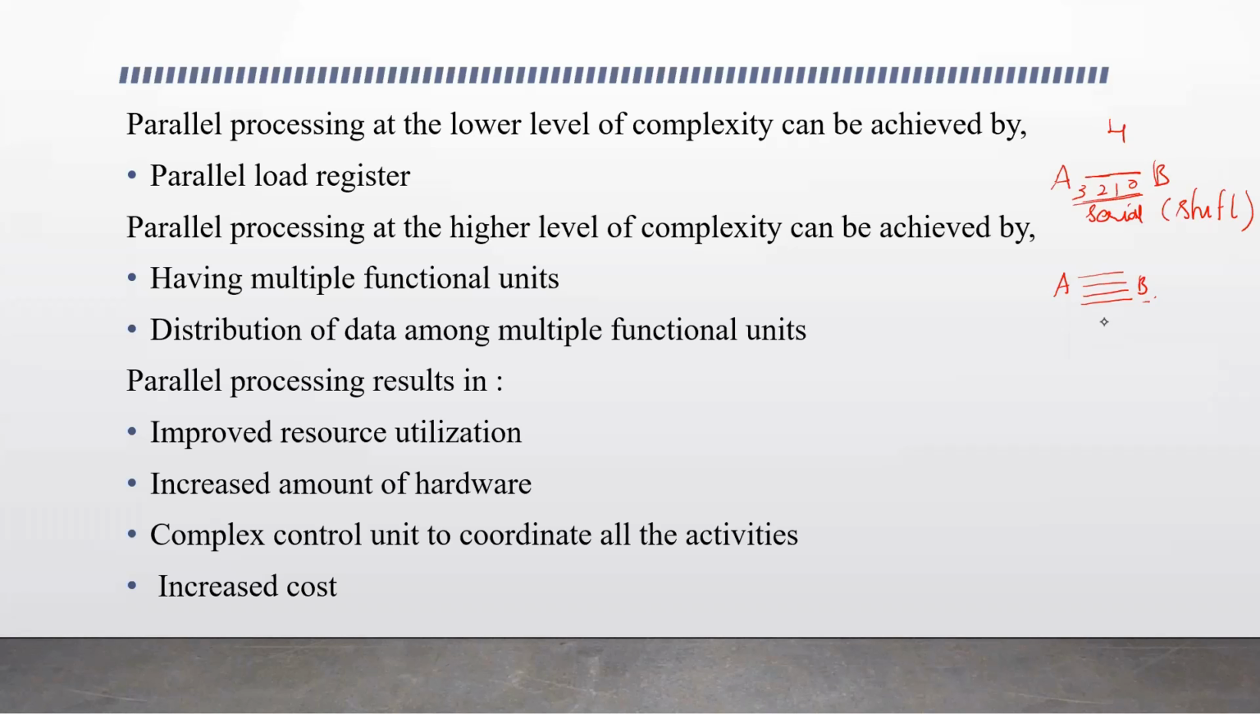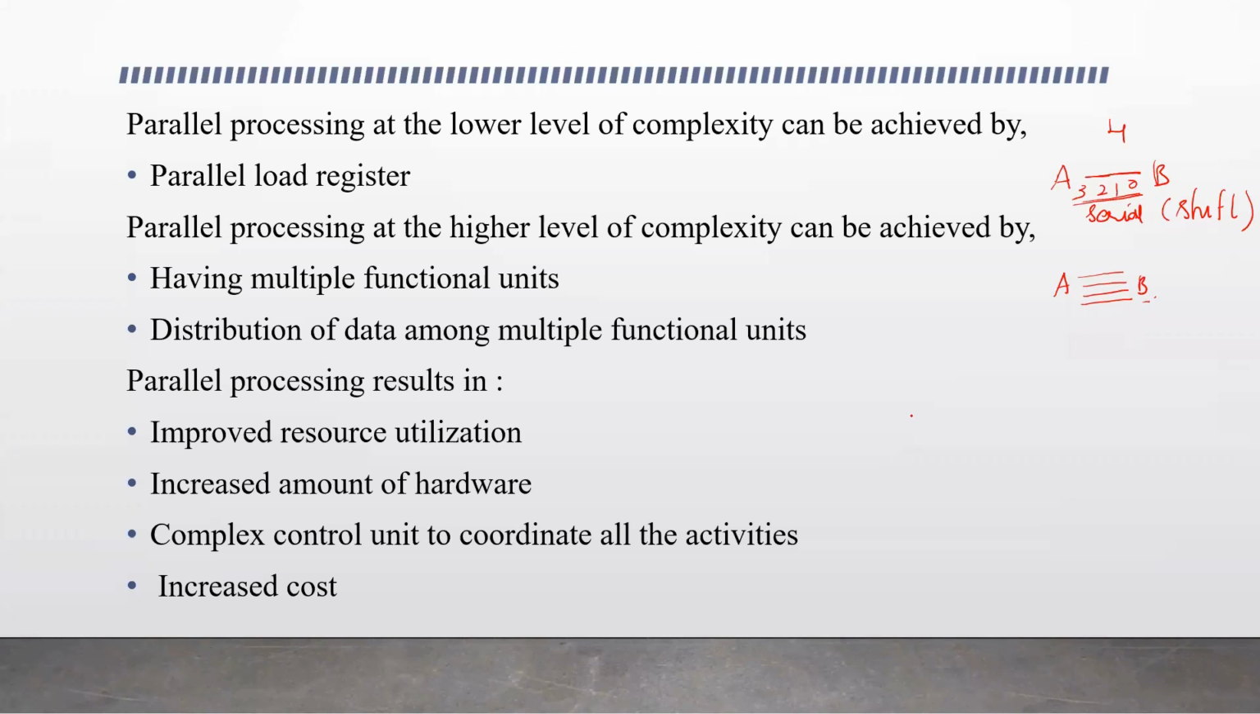So parallel processing is generally used in systems where time is critical, where the operations need to be performed in a given amount of time. That is very important. In that case, parallel processing is used. So we need to have multiple functional units and distribution of data among multiple functional units to achieve parallel processing at a higher level of complexity. When we implement this, it results in improved resource utilization. That is an advantage here.